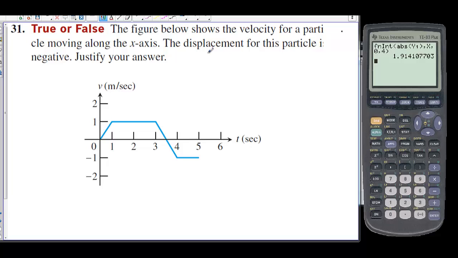The figure below shows the velocity for a particle moving along the x-axis. The displacement for this particle is negative. Justify your answer. We have a lot of positive area and less negative area. This statement is false. The particle's displacement is not negative. The overall displacement is actually positive.